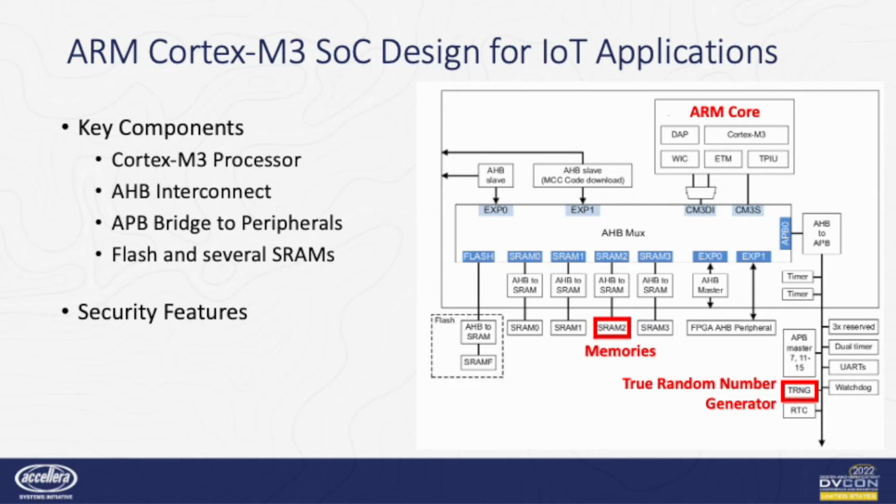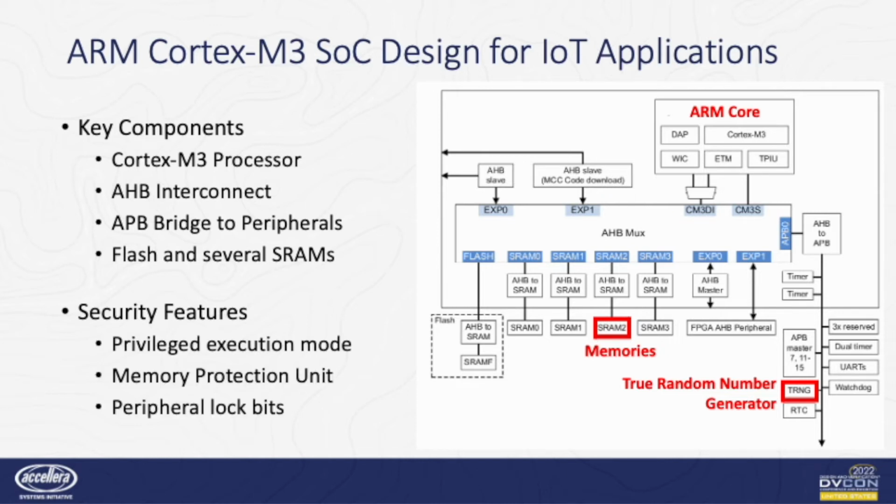The processor supports software running in privileged and non-privileged modes, and it has an MPU, or memory protection unit, to enforce access to certain areas of memory and peripherals, that can be locked to prevent access from non-privileged software.